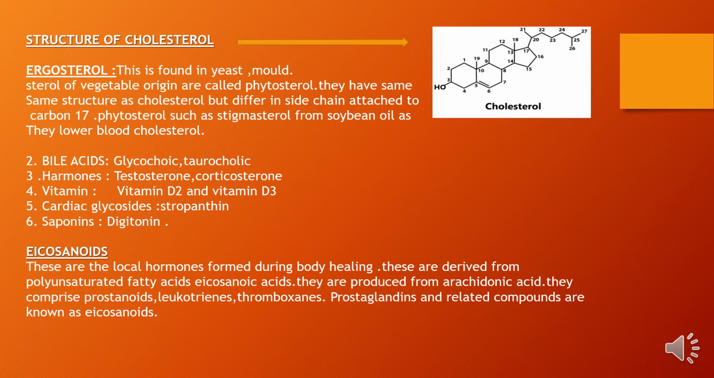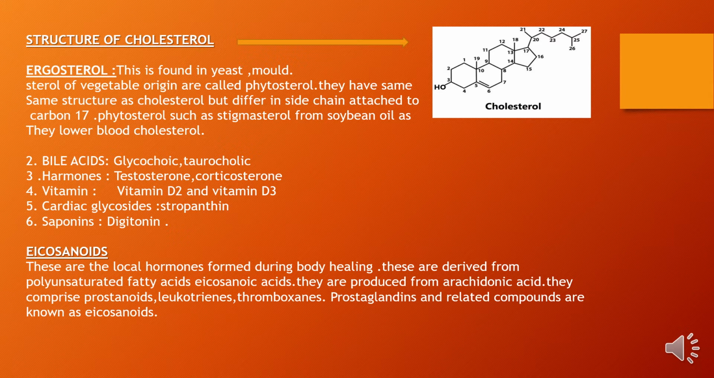What are eicosanoids? Eicosanoids are the local hormones formed during body healing. These are derived from polyunsaturated fatty acid, eicosanoic acid. They are produced from arachidonic acid. They comprise prostanoids, leukotrienes, thromboxanes. Prostaglandins and related compounds are known as eicosanoids.